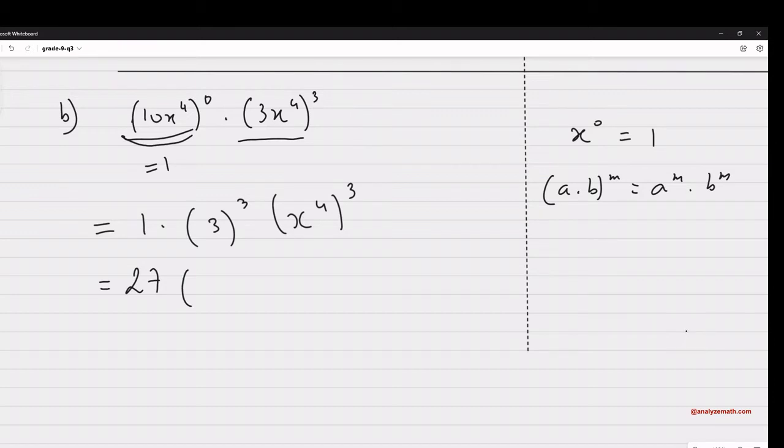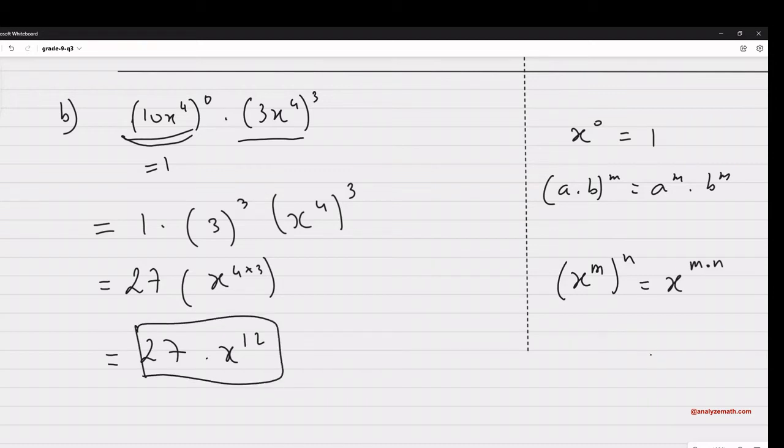Now here we use another rule, the power of the exponent. So if you have got x to the power m to the power n, that gives you x to the power m multiply n. So I apply this formula to this expression. It will give me x to the power 4 times 3, that is 27x^12. So this is the final expression for part B.